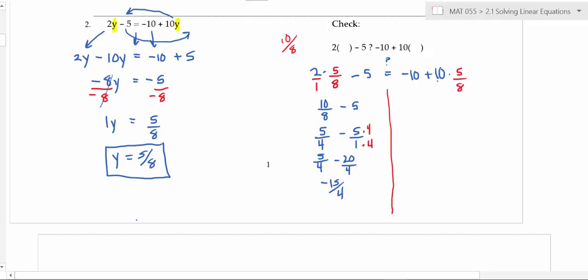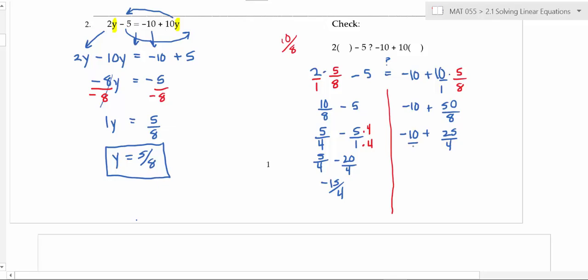Now we're going to go over here and do the same thing. When I do this, I'm going to bring down the negative 10. I'm going to put that over 1 and multiply straight across. So that's going to be plus 50 over 8. You can reduce that fraction by 2. So we've got negative 10 here, 50 divided by 2 is 25, and 8 divided by 2 is going to be 4.